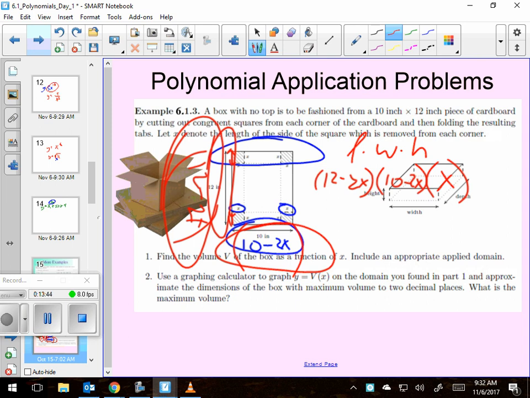Does that make sense to you? I now have a polynomial for a box. And what does length times width times height do? It gives you the volume. So it's the volume. It's a great example of a volume polynomial.